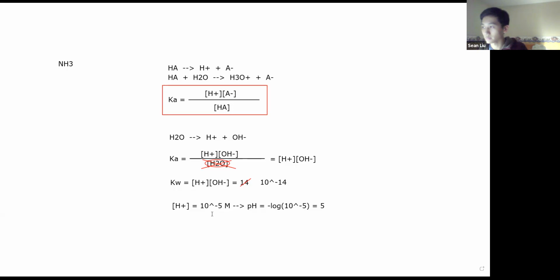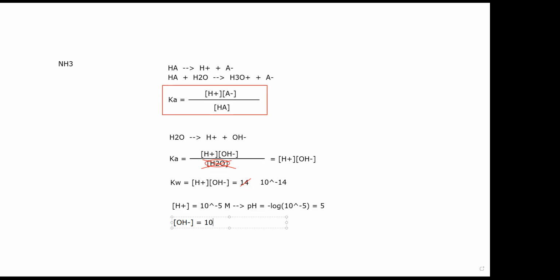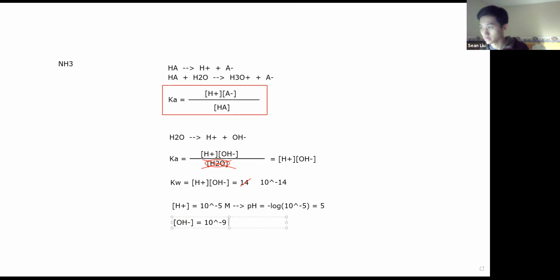And this is useful because it allows us to easily convert between H plus and OH minus. So let's keep up with this example. H plus concentration is 10 to the negative fifth, so pH is 5. Now, using the relationship of Kw, could someone tell me the OH minus concentration of this particular solution? 10 to the negative 9. Yeah. So basically, since you have more H plus, you're going to have less OH minus.